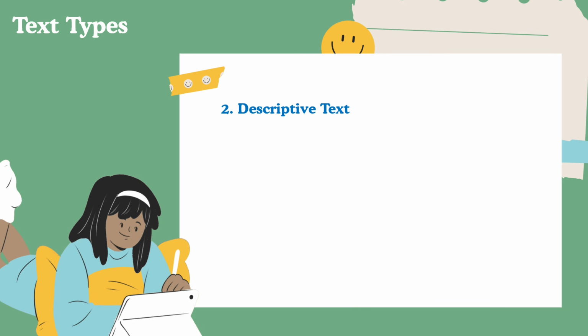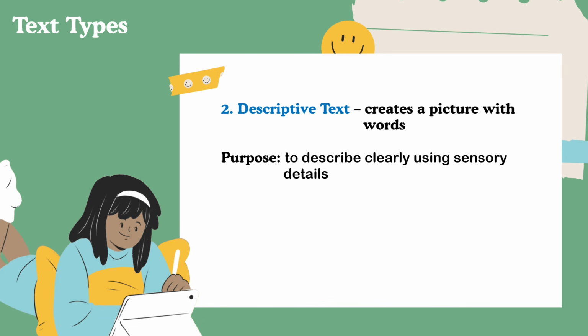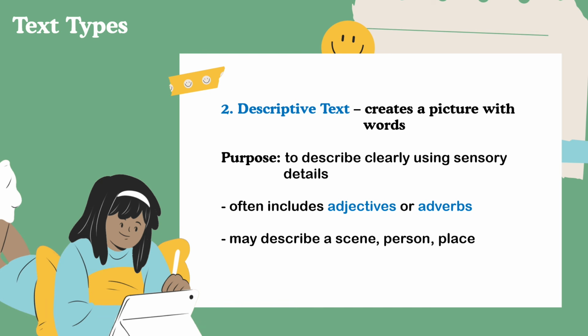The next is descriptive text. It creates a picture with words. Its purpose is to describe something clearly using sensory details. Descriptive texts often include adjectives and adverbs to add detail. For example, bright posters and lively laughter. The text may describe a scene, a person's appearance, or even the feeling or atmosphere of a place.